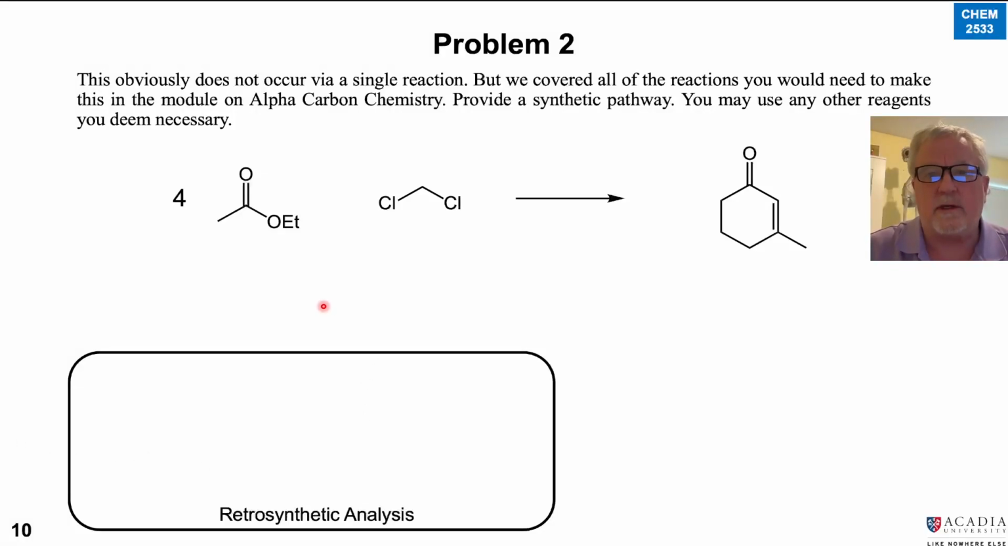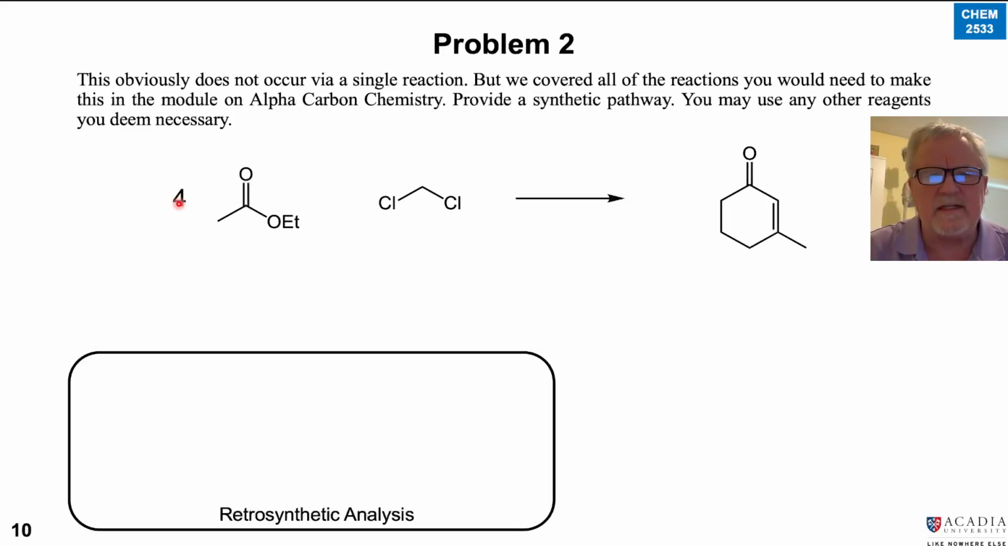So let's now take a look at problem 2. In problem 2, we have to make this 6-membered ring with a methyl group sticking off it and a ketone up here. Our starting materials are just methylene chloride and ethyl acetate. So how are we going to do this?